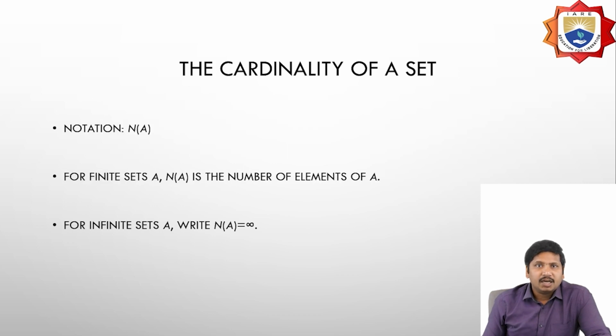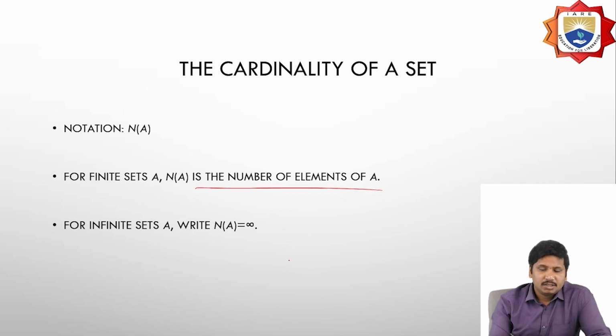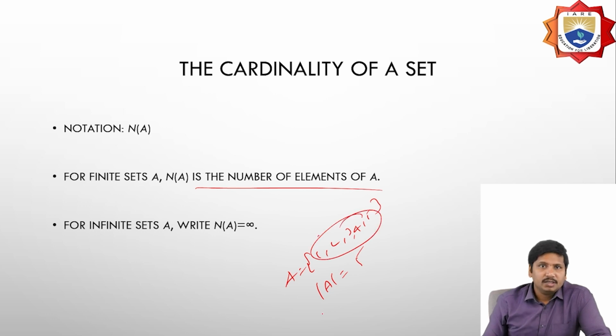So next is the cardinality of the set. The cardinality of a set is defined as the number of elements present in set A. Suppose I have a set like {1, 2, 3, 4, 5}. Then the cardinality of A should be 5. So the number of elements present in the set is treated as the cardinality. For an infinite set, it should be infinity.